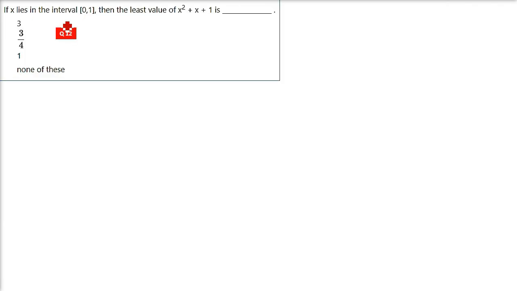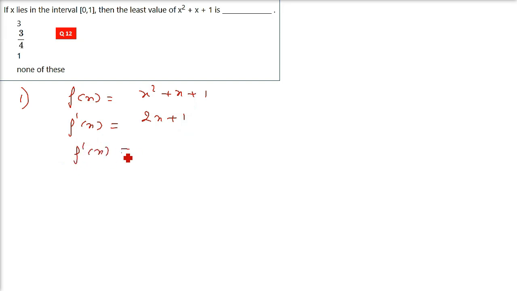If x lies in the interval 0 to 1, then the least value of x² + x + 1 is. Now, this question seems very easy, but let me tell you it is not. You'll see now. f(x) is equal to x² + x + 1. What is the minimum maximum criteria? We differentiate it. It is quite easy. 2x + 1 is the derivative.